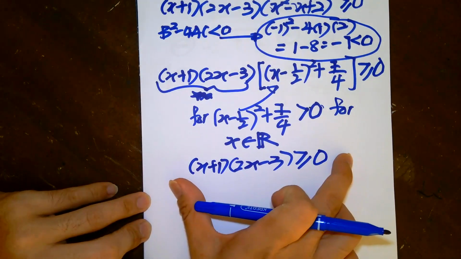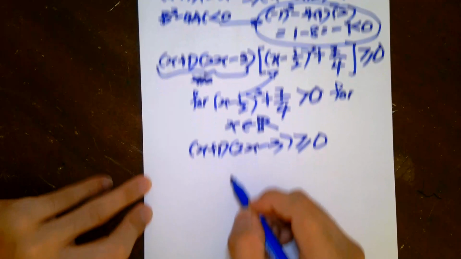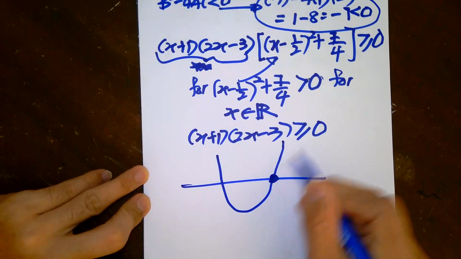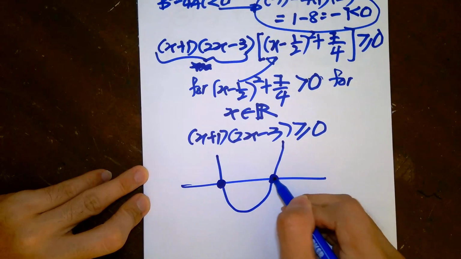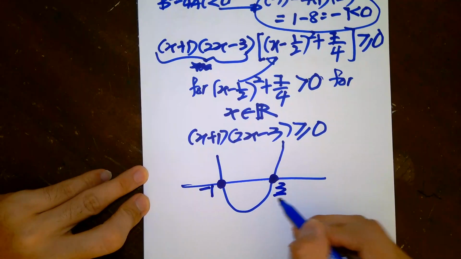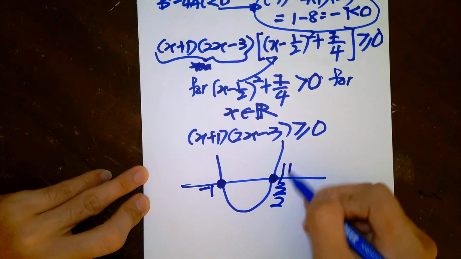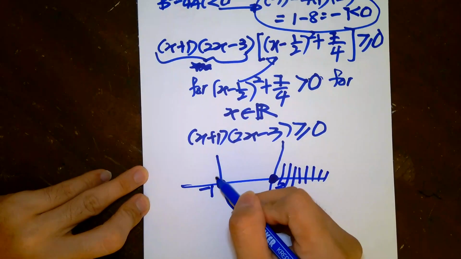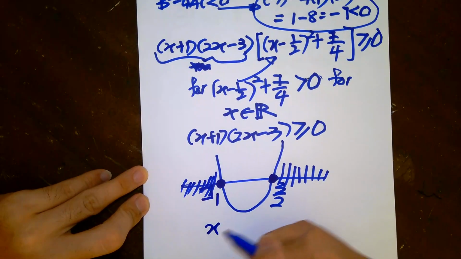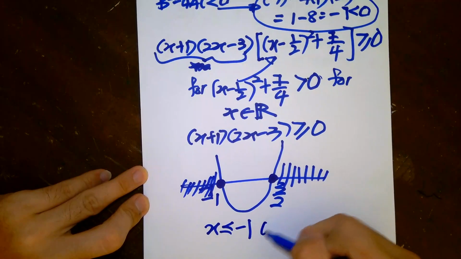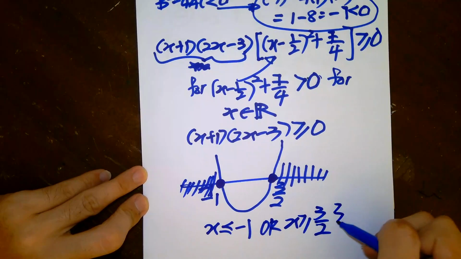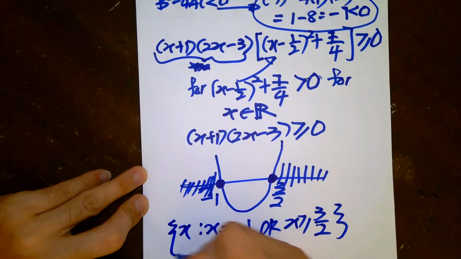Solving this is a quadratic inequality, so we use the graphical method. Set it equal to 0 and shade. We have negative 1 and 3 over 2. Positive means this region here. I choose this region, the values of x where x is less than or equal to negative 1, or x is more than or equal to 3 over 2. This will be the solution for this problem.